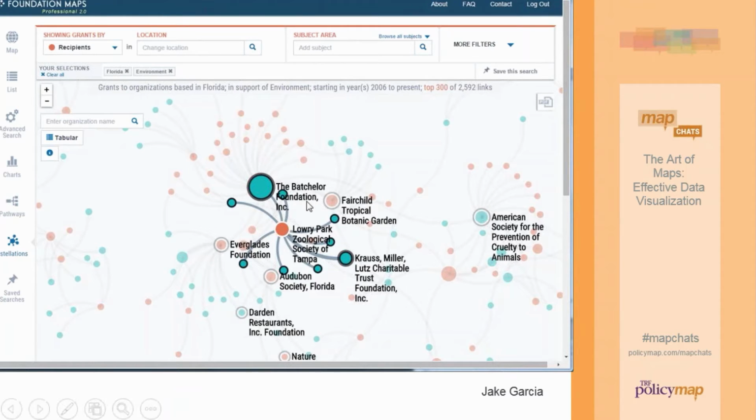And these are animated, and you can drag them and drop them around. And again, so Florida is a factor. The geo is a factor. It helps us narrow down the data. Environment is a factor. It helps us narrow down the grants. But then, we don't need to see it on a map.